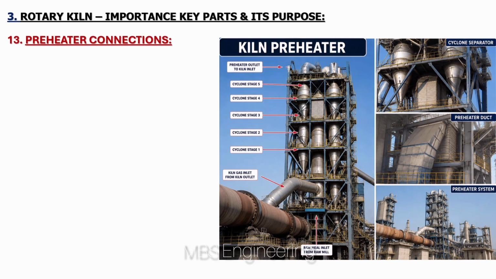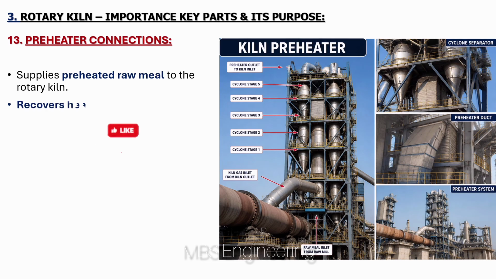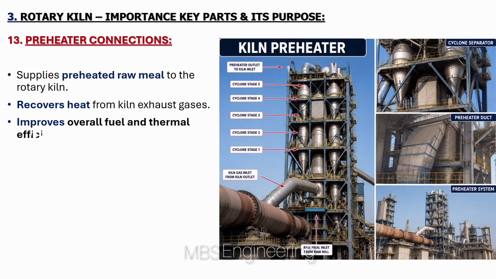The 13th important key part is the preheater connections. Please refer to the picture showing the preheater connections. Supplies preheated raw meal to the rotary kiln. Recovers heat from kiln exhaust gases. Improves overall fuel and thermal efficiency. Reduces the thermal load on the kiln.